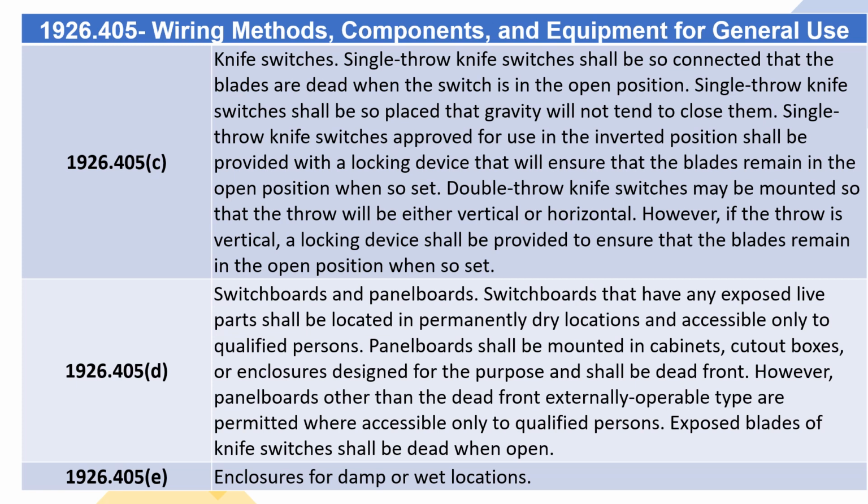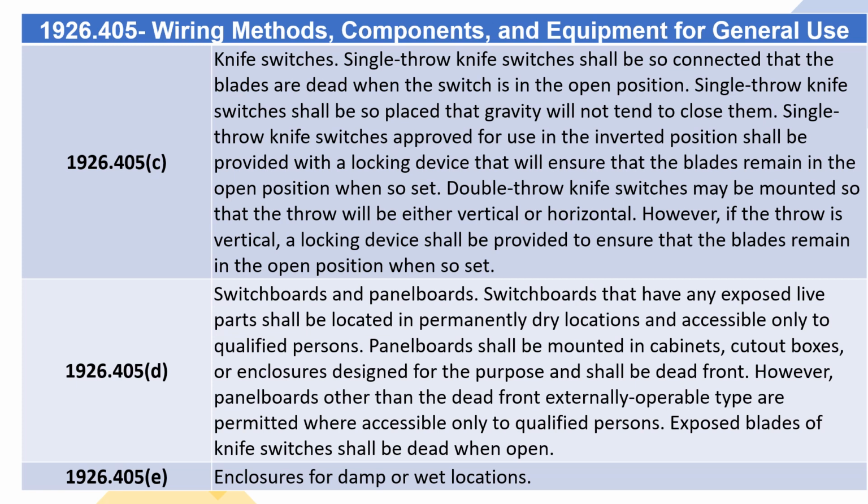1926.405(d). Switchboards and panel boards. Switchboards that have any exposed live parts shall be located in permanently dry locations and accessible only to qualified persons. Panel boards shall be mounted in cabinets, cutout boxes, or enclosures designed for the purpose and shall be dead front. However, panel boards other than the dead front externally operable type are permitted where accessible only to qualified persons. Exposed blades of knife switches shall be dead when open.